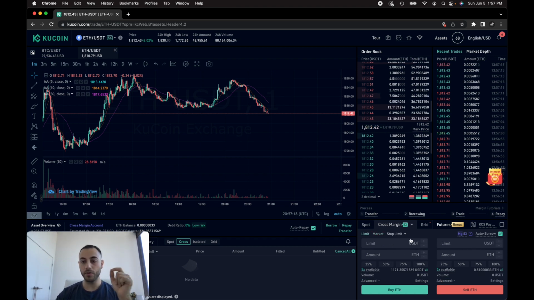But if you're in a limit order, then you can set the exact limit you want to borrow Ethereum at. The reason why I'm saying borrow is because when you're selling short, you're pretty much buying the asset at the specific price that you desire. So say, for example, you want to short at 1812.